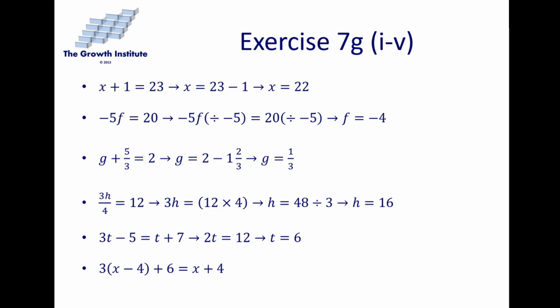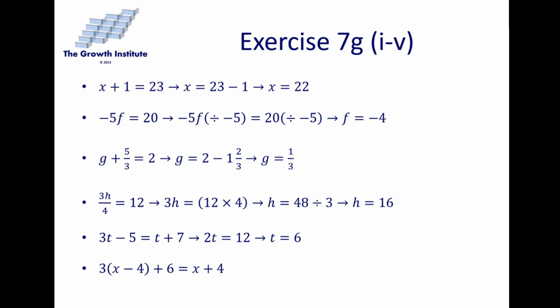Here we have something different. It says G plus 5/3 equals 2. Okay, so let's get G alone. If I want to get G alone, I must subtract 5/3 from both sides of the equation.